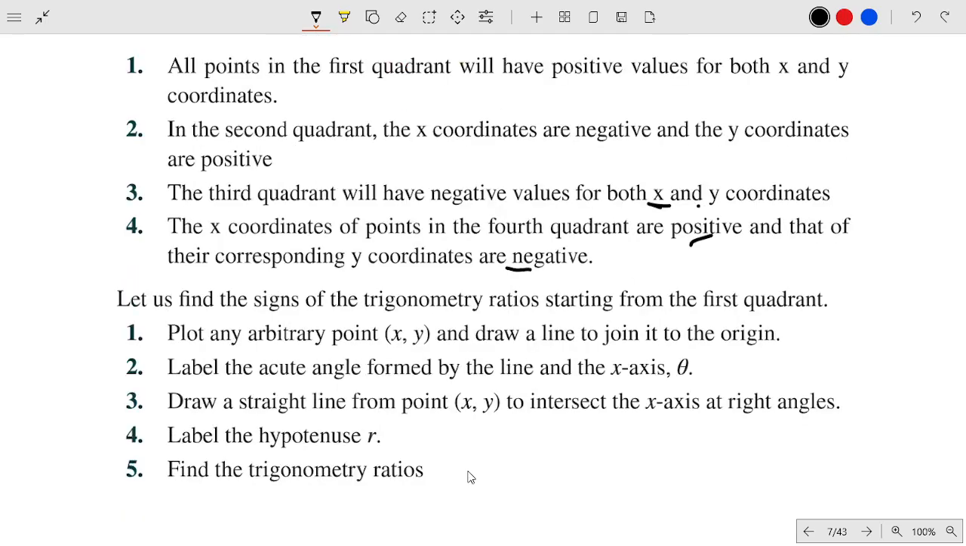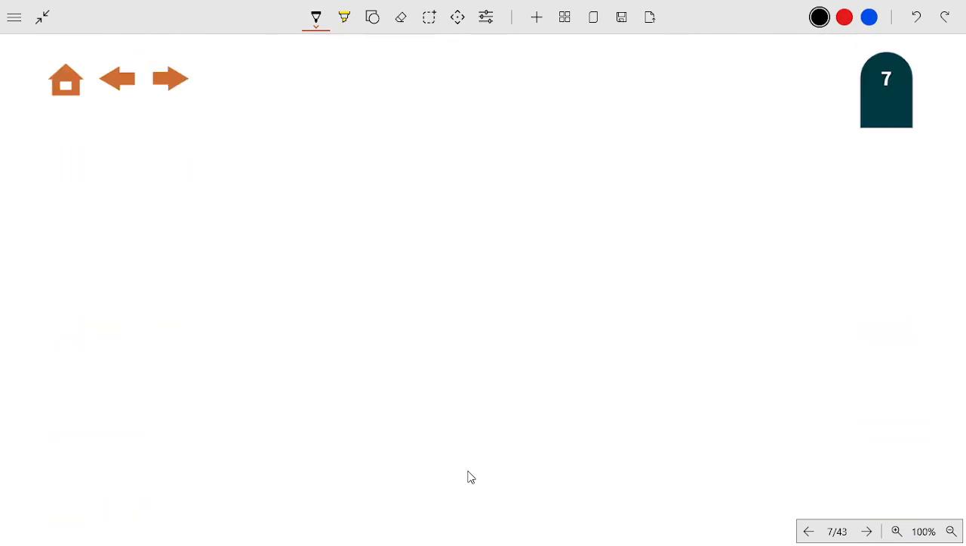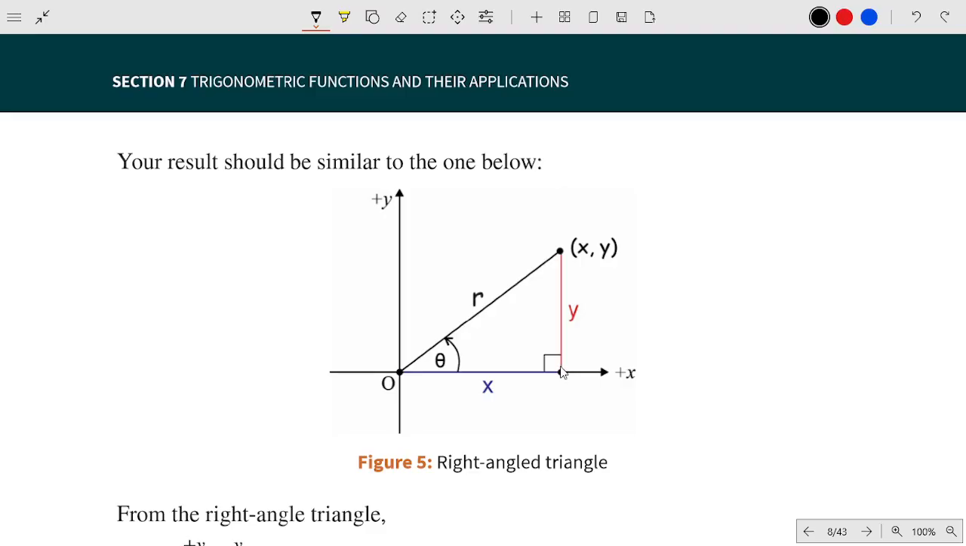So let's consider the first quadrant. Okay. So in here, we have the Cartesian plane. This side, the first quadrant, we have x being positive, y being positive, as we discussed earlier. Now, we are going to draw a line from this point. So we have a point here, x, y. Now we join from here to the origin.